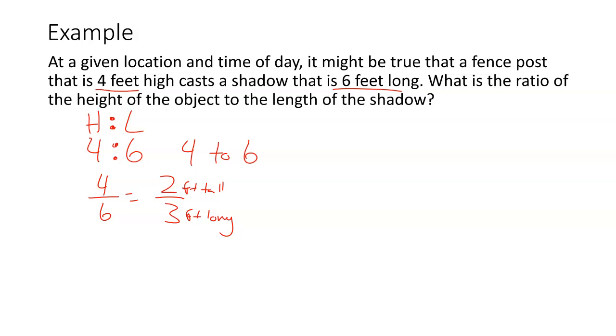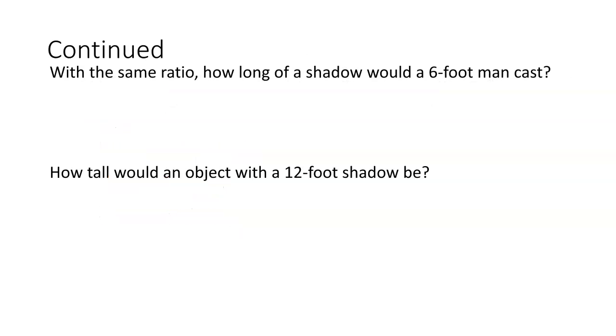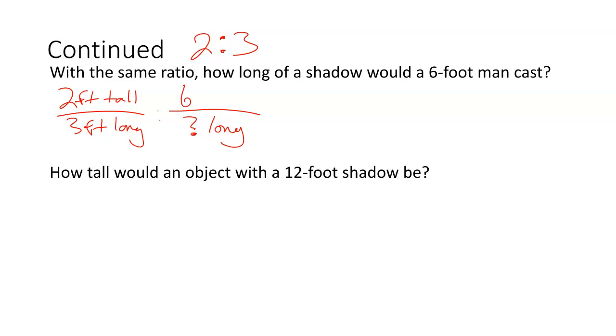All right? Now, what we're going to do is take this ratio and use it on this. So I have a ratio of 2 to 3. Every 2 feet tall is going to be 3 feet long on the shadow. All right? So with the same ratio, how long of a shadow would a 6-foot tall man cast?